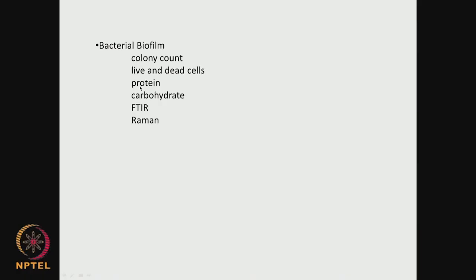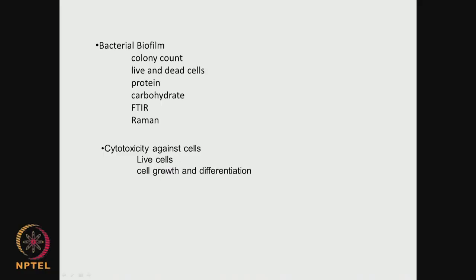I may have to do all these various characterizations. Then I need to know whether the material is cytotoxic to animal cells. If it is going to be cytotoxic, then we don't want to use that material. So we need to see how many live cells are present after, say, 24 hours, after 48 hours. What is the percentage of dead cells? I need to do that. There are some assays for that.